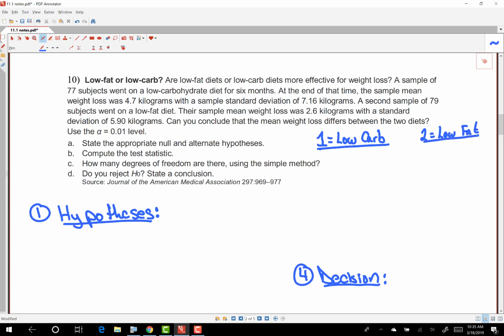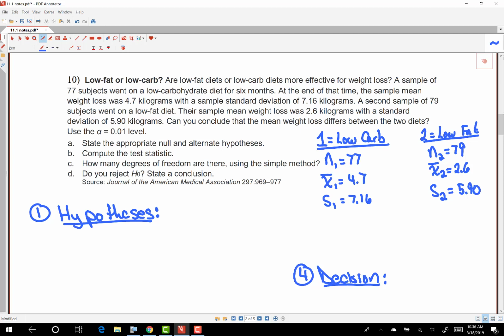And let's just summarize what they found. So the sample of 77 went on low carb. So that's N1 is 77. And they had a mean weight loss of 4.7 with a standard deviation of 7.16. Okay, and then for the second group, it was N2 is 79. The sample mean weight loss, so X bar 2, was 2.6 with a standard deviation, so S2, was 5.90.